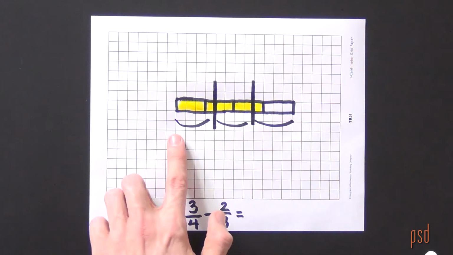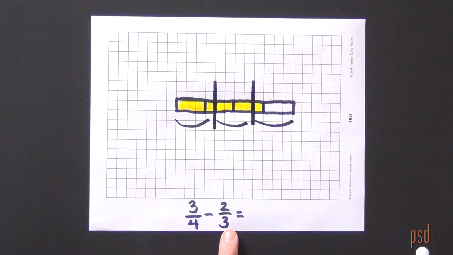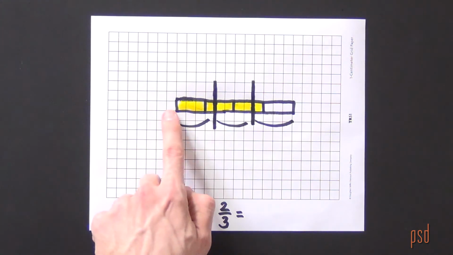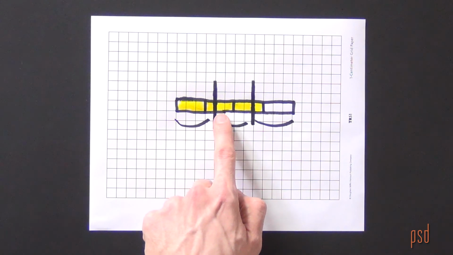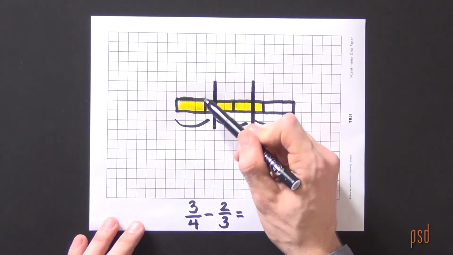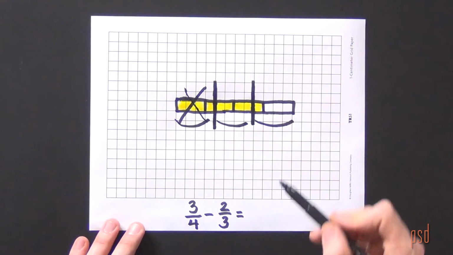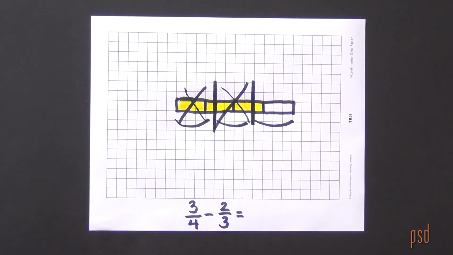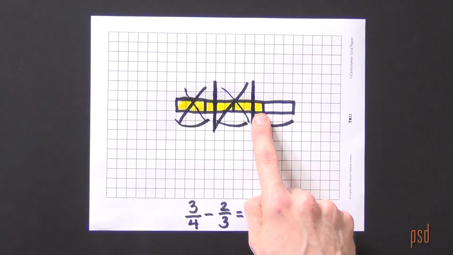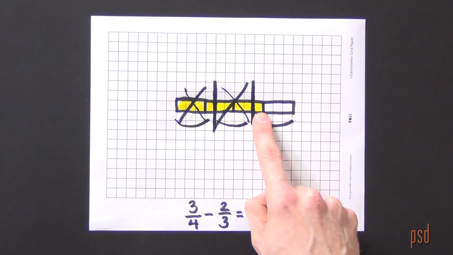I know that she uses 2/3 of a cup of sugar, and I can see a third is 4 boxes, another third is another 4 boxes, and another third is the last 4 boxes. She uses 2/3. So this third is gone, and this third is gone. And the question is, how much sugar does she have left? I can see that 1 shaded box there. That's what she has left.